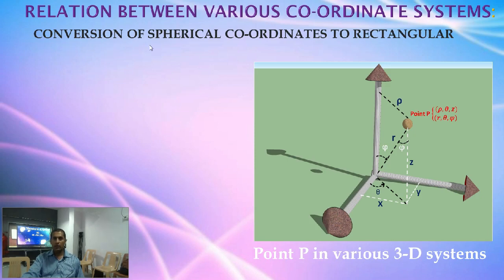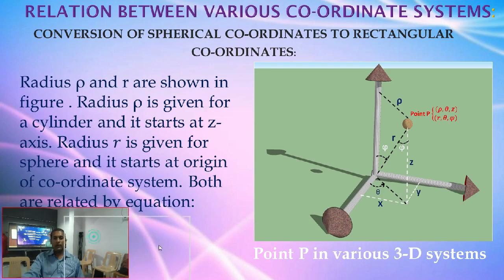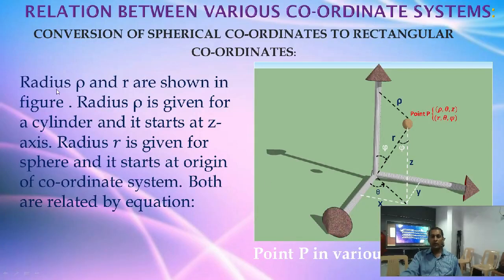So we can see conversion of spherical coordinate to rectangular coordinate. What we have to check, radius rho or r are shown in the figure. Rho is for a cylinder and it starts at the z axis, and radius r is given for the sphere and it begins at the origin. This is the basic difference between the radius of the cylindrical coordinate system and the radius of the spherical coordinate system. Both are radius, but in spherical it starts from the origin, say r, and the calculation of radius starts from the z axis if we consider the cylindrical coordinate system.